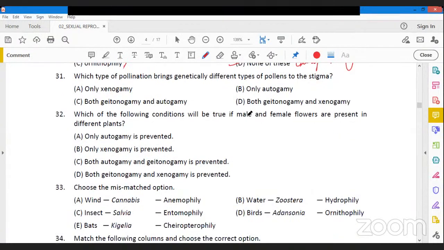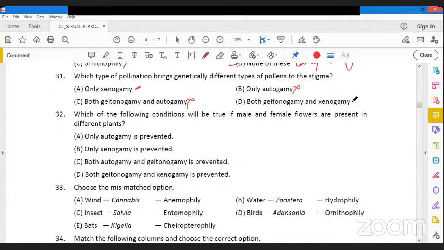Next, 31st question. Which type of pollination brings genetically different types of pollen to the stigma? Only xenogamy, yes, it brings genetically different pollen. Only autogamy? Wrong. Both geitonogamy and autogamy? Wrong. Autogamy is not possible because it will have the same type of pollen of the same flower.